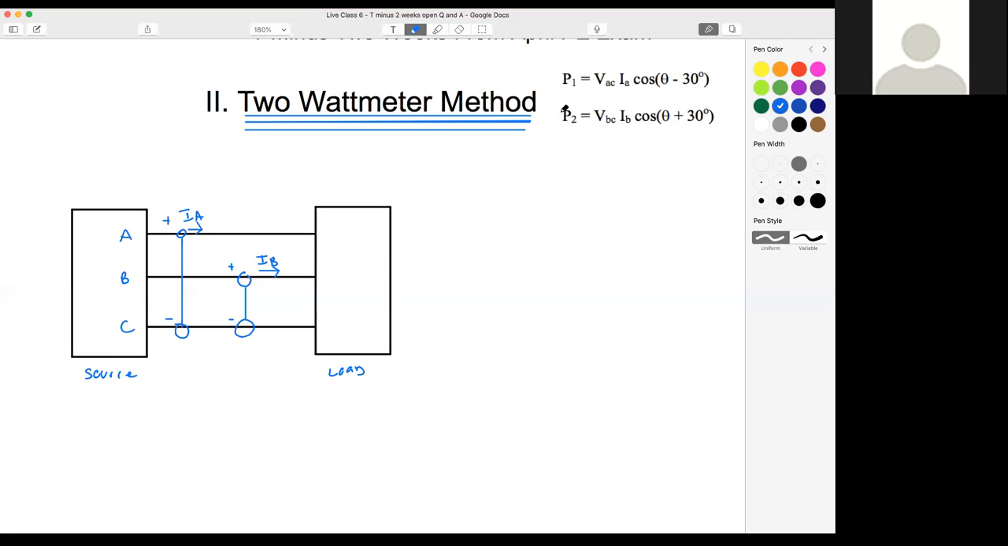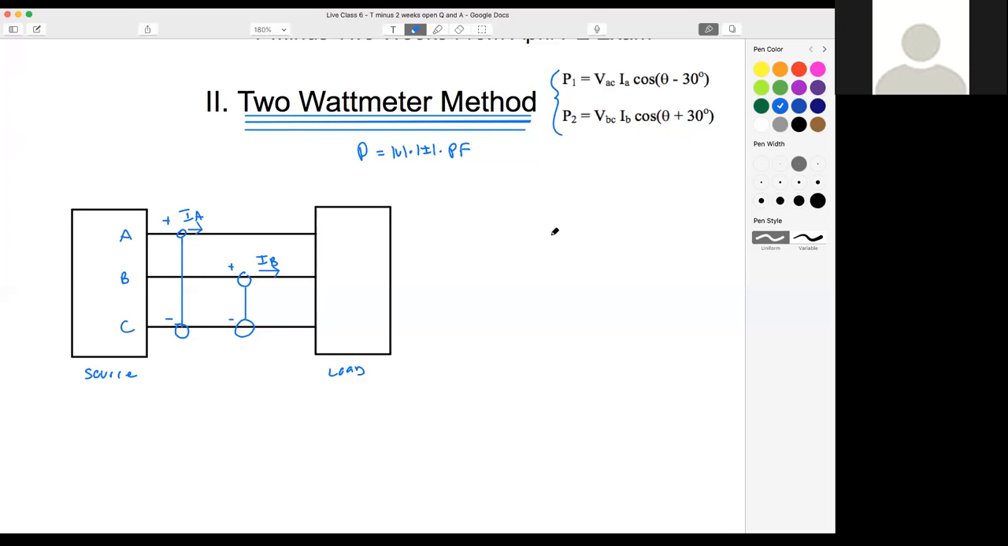Now, let's look at our 2-watt meter formula, right? We know the total power is going to be what? It's going to be the sum of our individual power. So what is this right here? That formula, all it is, is just a hybrid of our power in watts equals our V magnitude times our I magnitude times our power factor, right? Cosine of that angle, power factor.